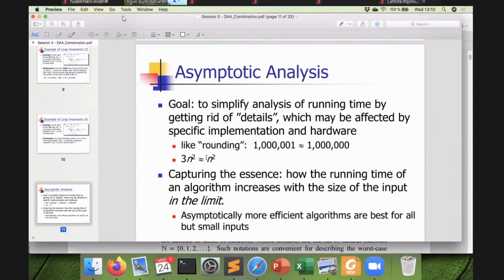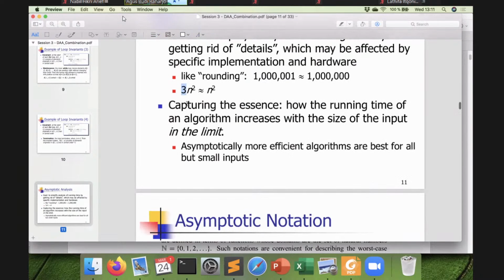And this is equivalent: 3n square is equivalent to n square. So we don't need to take into account the constant c over here, which is 3. Why? Because it matters only for the small input and we don't count it. We don't need to count it very specifically. It's not worth it. Capturing the essence: how the running time of an algorithm increases with the size of the input in the limit.